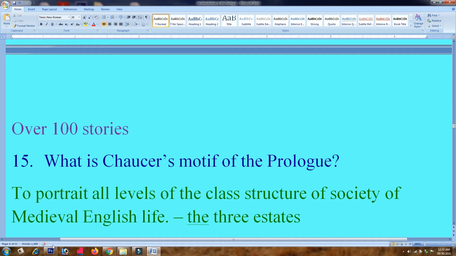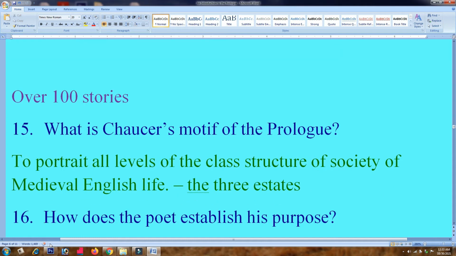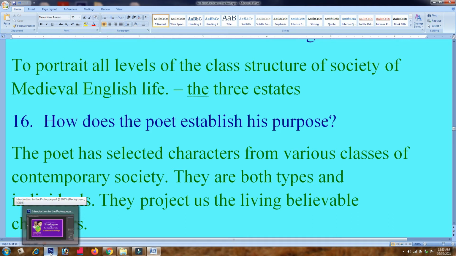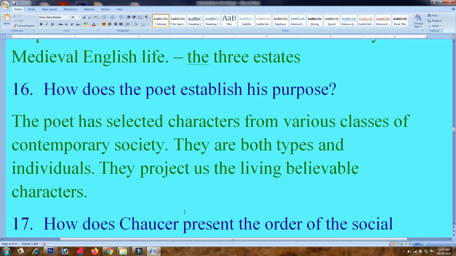What is Chaucer's motive in the prologue? To portray all the levels of the class structure of society of medieval English life, the 3 estates. The class structures are called the 3 estates. How does the poet establish his purpose? The poet has selected characters from the various classes of contemporary society. They are both types and individuals. They project to us living, believable characters.